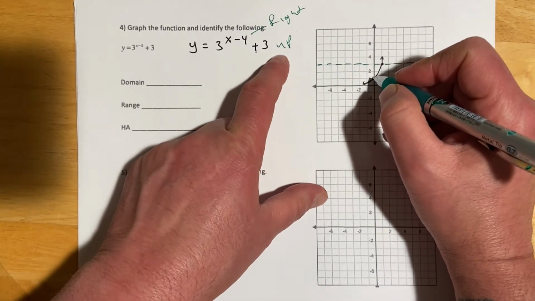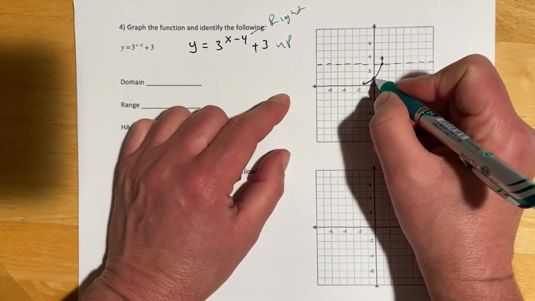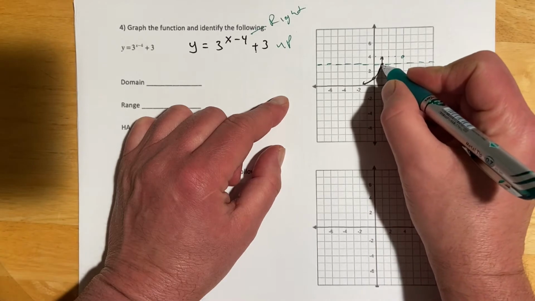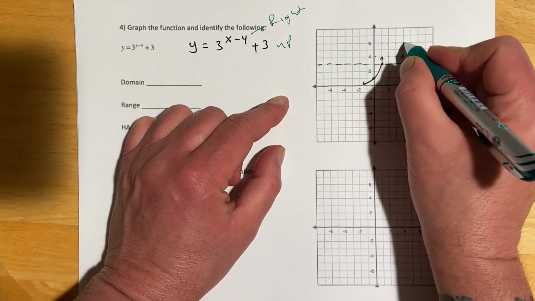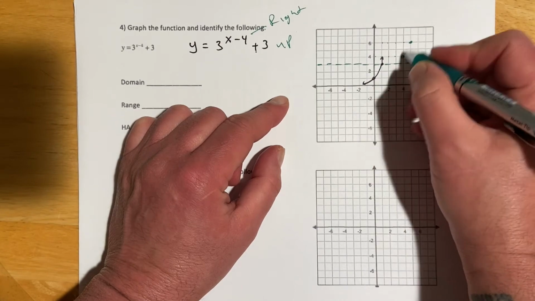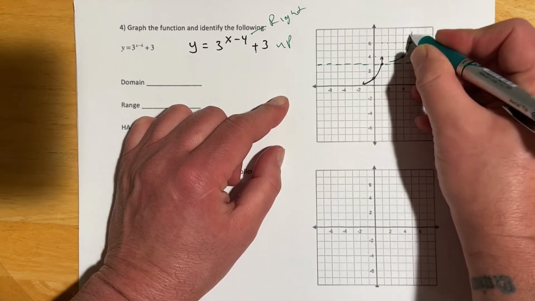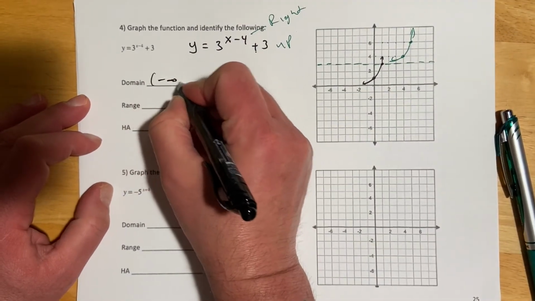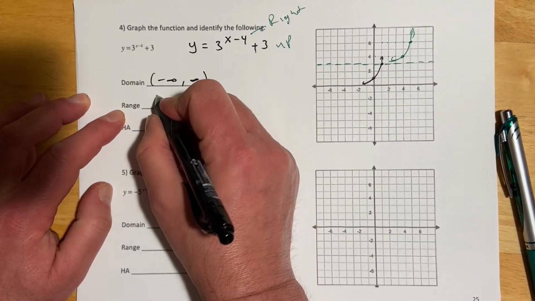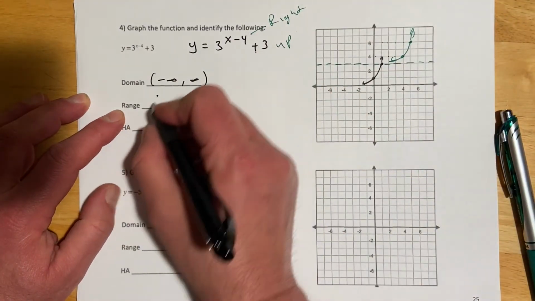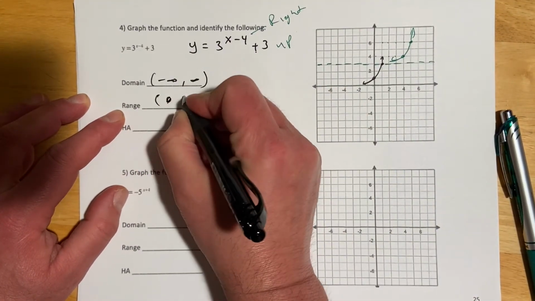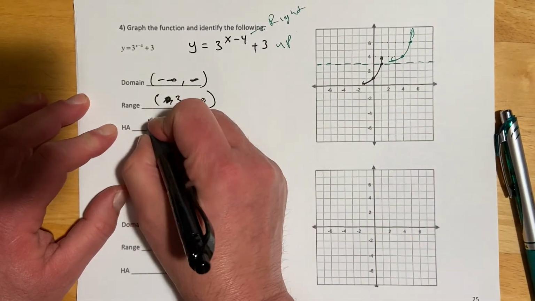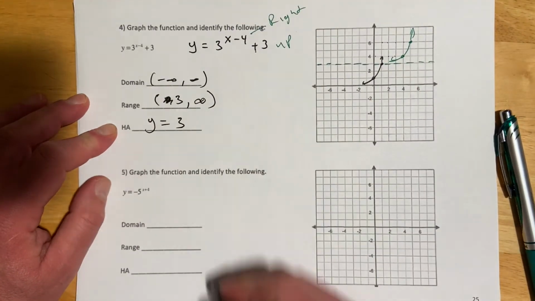So if I'm going to go right 4 and up 3, I could just take this point and go up 3 and right 1, 2, 3, 4. And again, up 3 and right 1, 2, 3, 4. If I just get those 2 points moved, the computer will draw in the rest. For our domain, that's still -infinity to infinity, always. Range has moved up with that vertical shift, so that's going to be from, oops, not 0, from 3 to infinity. And our horizontal asymptote also moved up 3.